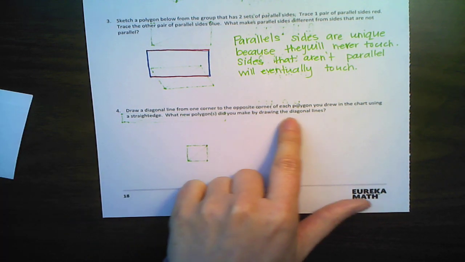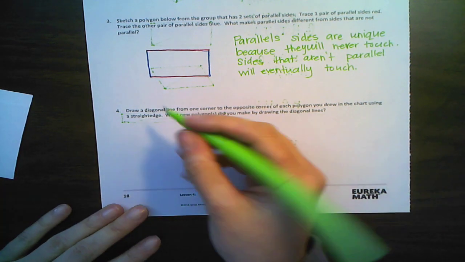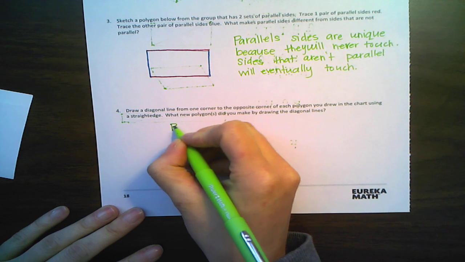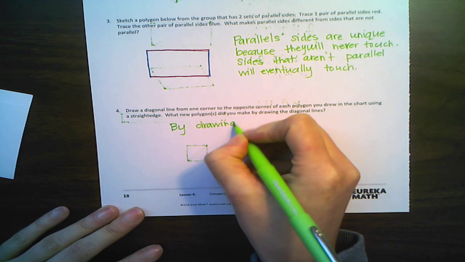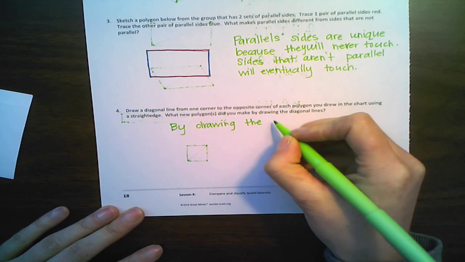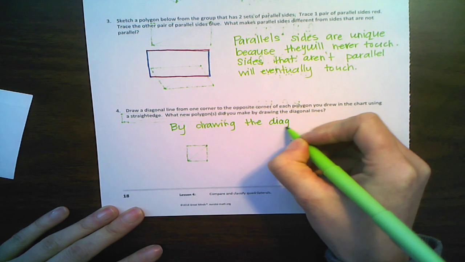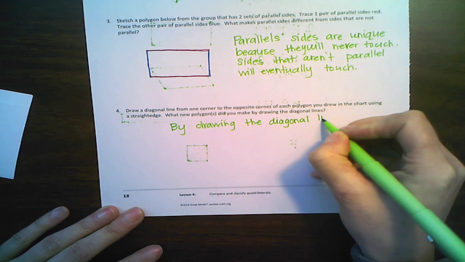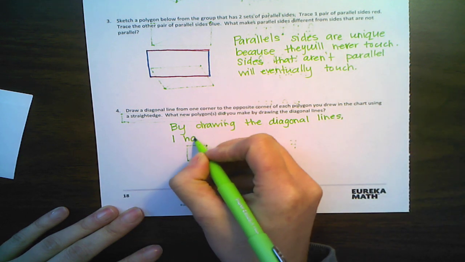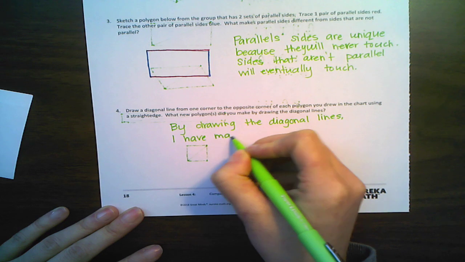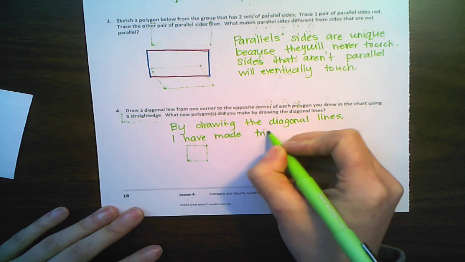What new polygons did you make by drawing the diagonal lines? So I'm going to say by drawing the diagonal lines, I have made triangles.